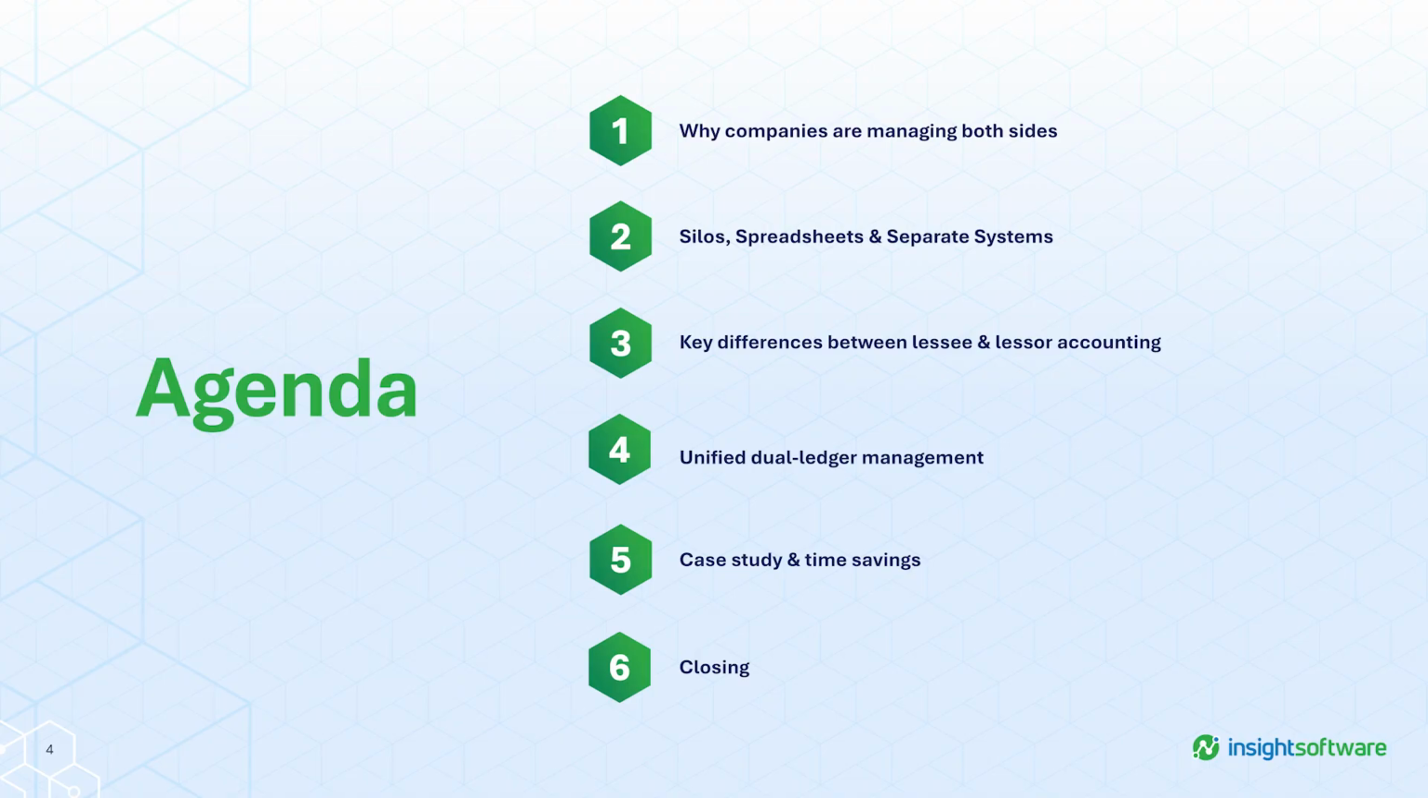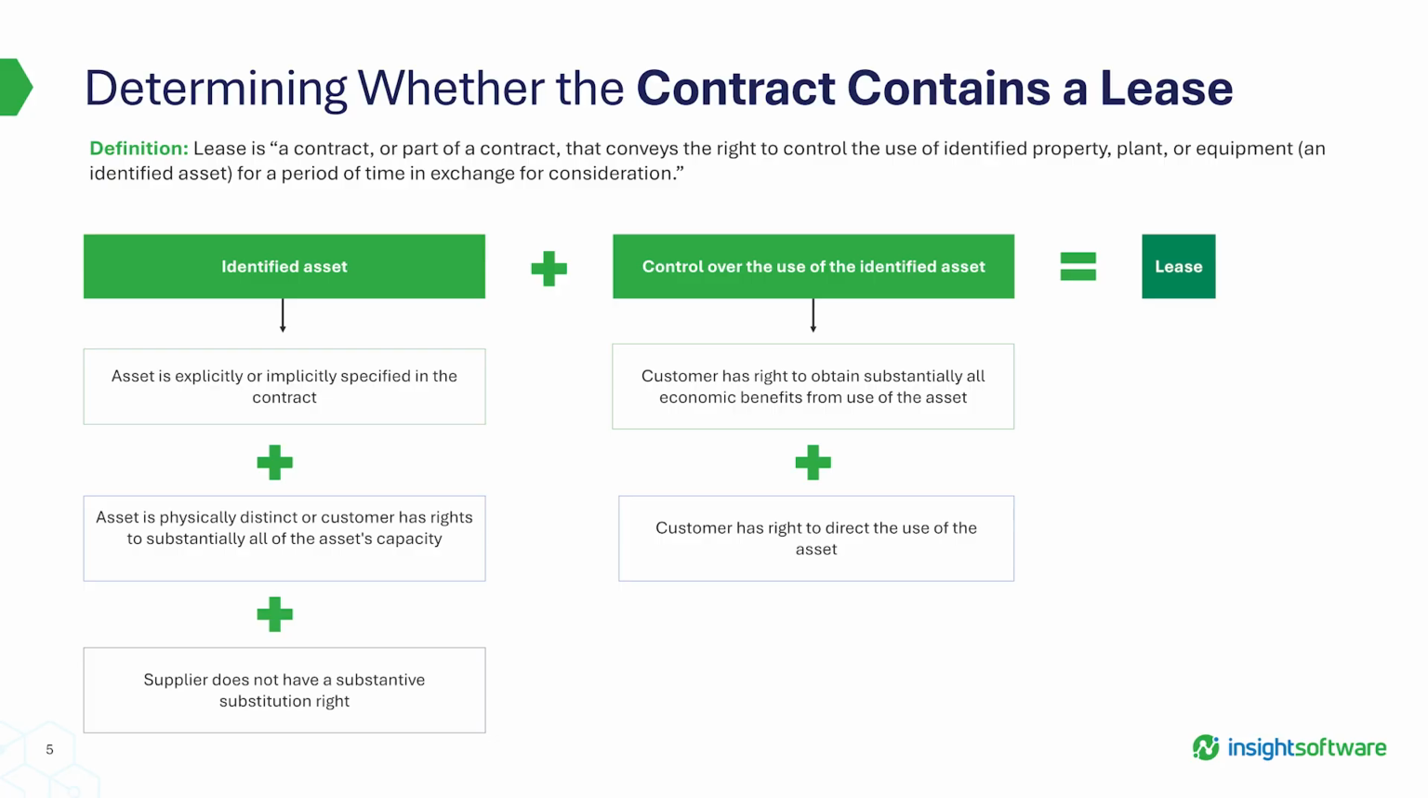Awesome. Thanks, Nikhil. So now to our agenda, a brief summary of our agenda. We'll start by going over why companies are managing both sides, being the lessee and lessor side of leasing. Next, we'll highlight how it's currently being managed: silos, spreadsheets, and separate systems. Then we'll cover the key differences between lessee and lessor accounting, so you know. We'll talk about a unified dual ledger management approach we recommend that will consolidate the data and save a lot of manual time. And then next, we'll look at an actual case study with real lessons learned, and then finish off with closing remarks. So I'll lead us through the content.